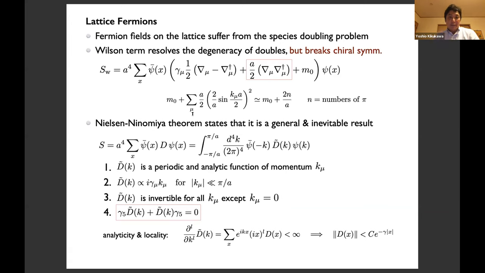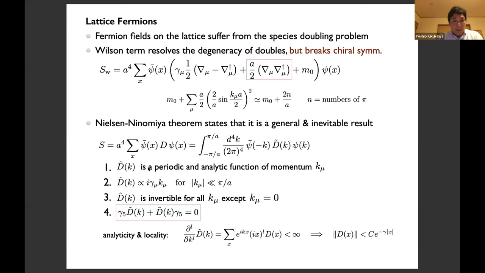And the Nielsen-Ninomiya theorem states that this is a general and inevitable result. If we consider the free lattice Dirac operator, a generic Dirac operator D, and its Fourier transform D tilde K, then these physical conditions on D tilde cannot be satisfied at the same time. The first condition is that D tilde K is a periodic and analytic function of momentum K mu. The second condition is that D tilde K looks like a massless Dirac operator in the continuum limit for small momentum. The third condition is that D tilde is invertible for all K mu except K mu equals zero. And the fourth condition is chiral invariance.